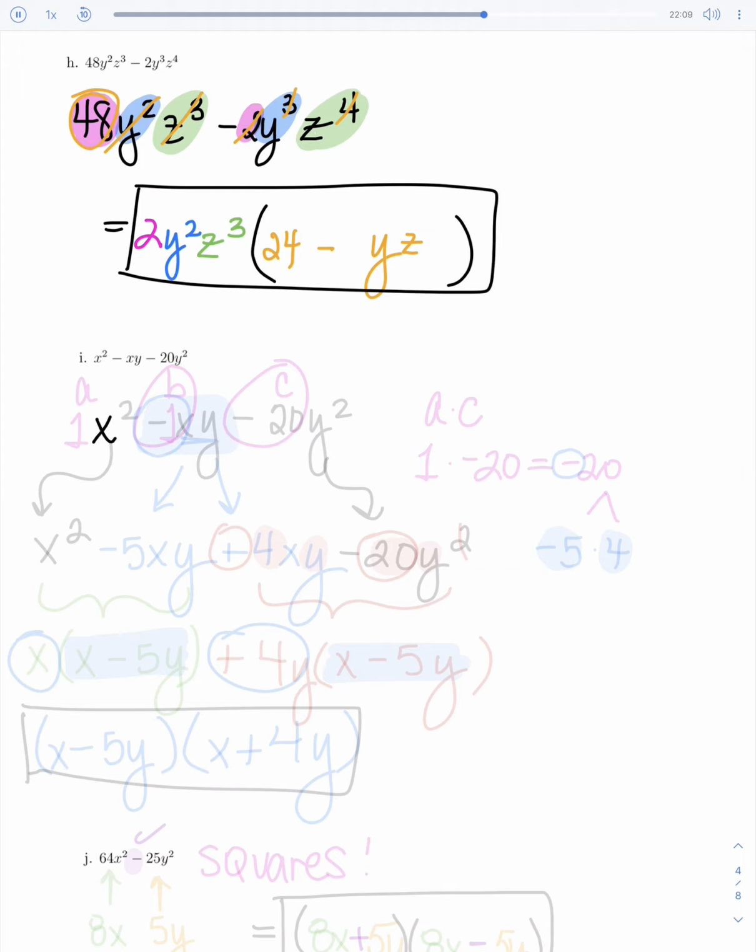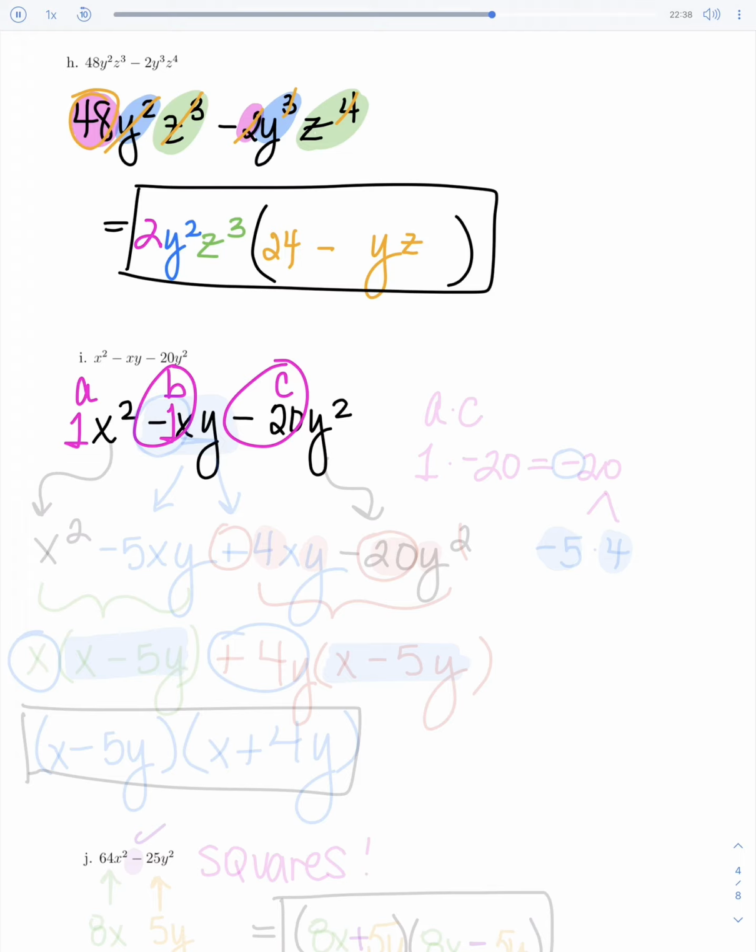Let's take a look at I. In I, we've got x squared minus xy minus 20y squared, and I have 3 terms. I don't see anything in common between all 3 terms, so I am looking at size, which tells me to look at the AC method. I need an A, a B, and a C. The A is hidden, it's a 1. The B is also hidden, it's a -1, and the C is a -20.